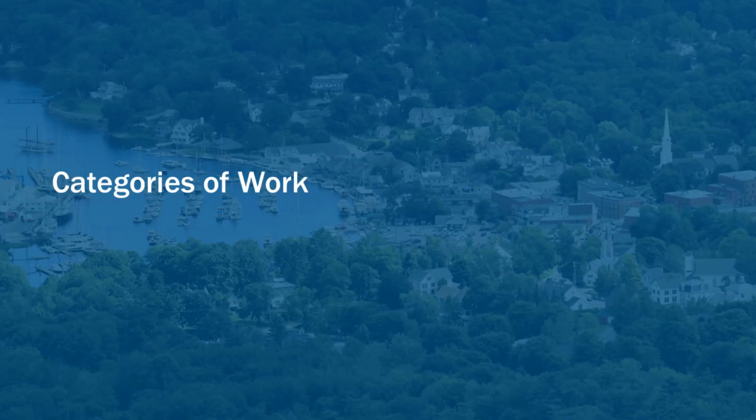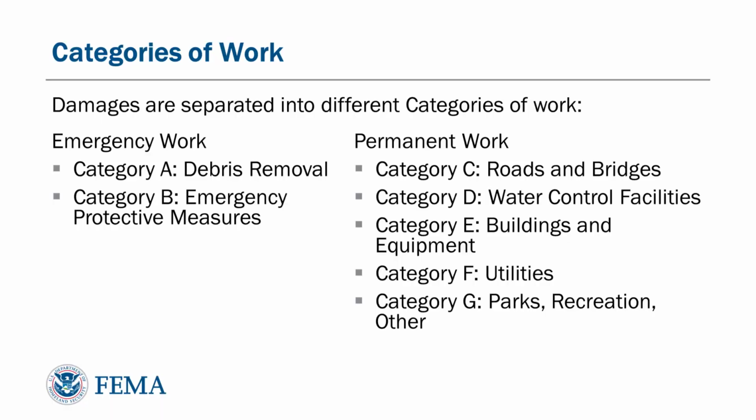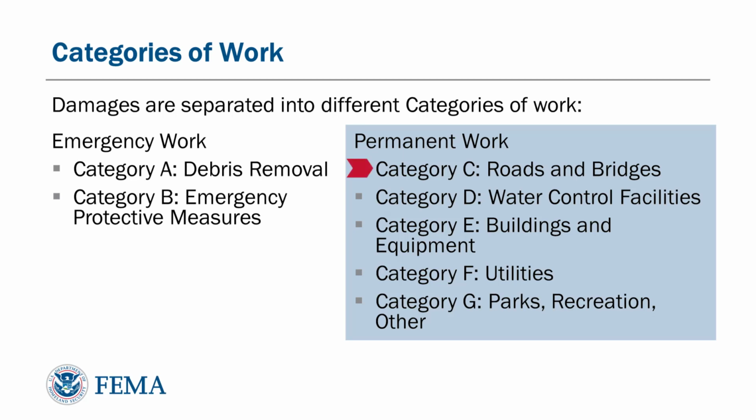Next, we're going to review the categories of work. A category of work must be identified for each damage line item. These categories are grouped into emergency work and permanent work. Emergency work includes Category A, debris removal, and Category B, emergency protective measures. Permanent work includes Category C, roads and bridges, Category D, water control facilities, Category E, buildings and equipment, Category F, utilities, and Category G, parks, recreation, and other facilities, which also includes things like engineered beaches, as well as all mass transit facilities like subways and railways, airports, ports, and harbors.